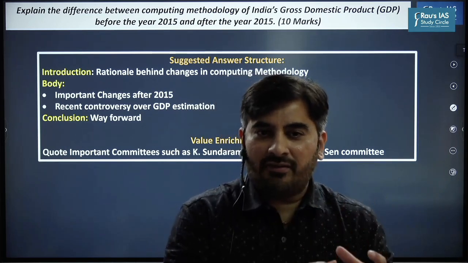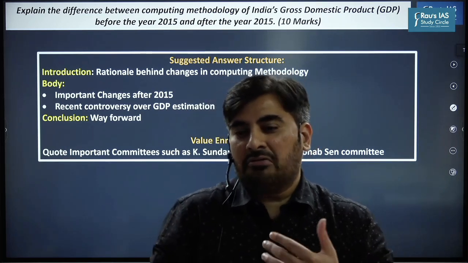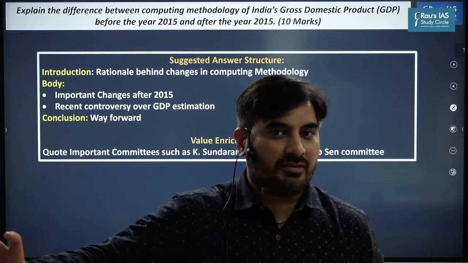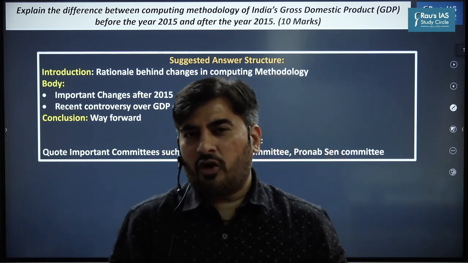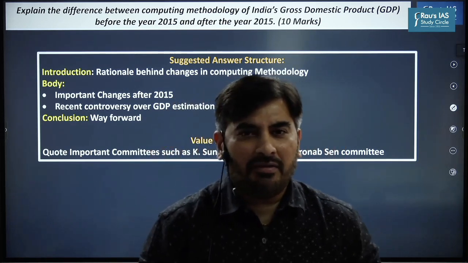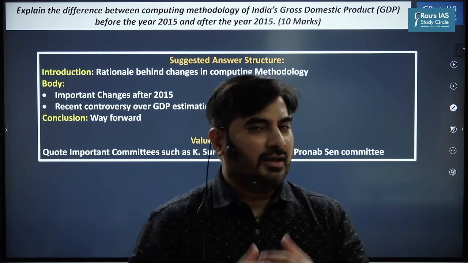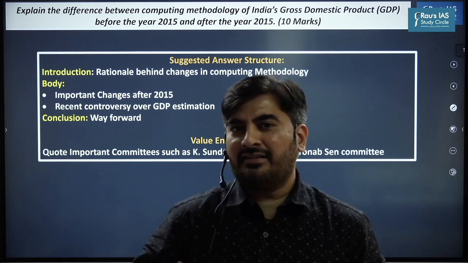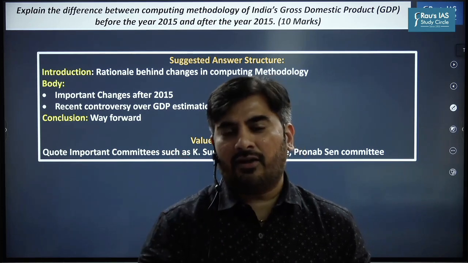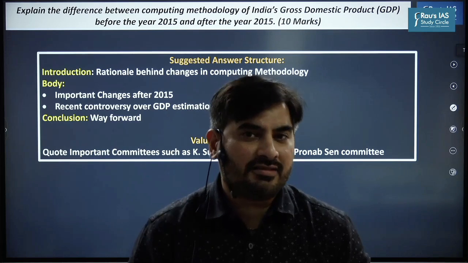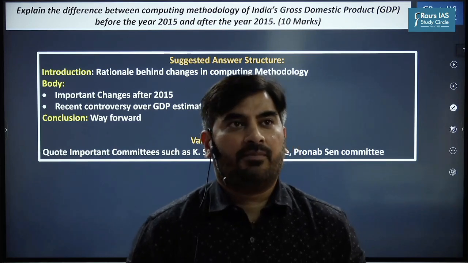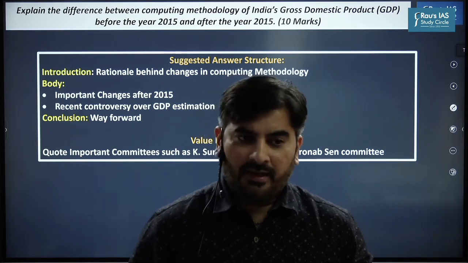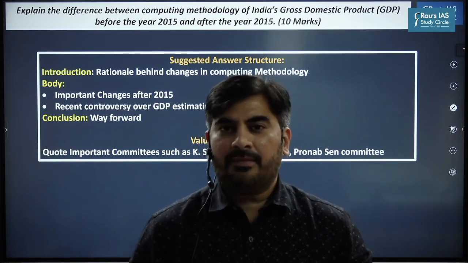Definitions would have to be written where the examiner may feel that the concept is a little difficult. Only then you have to explain the definition. For a straightforward topic such as, say, GDP, I don't think you have to explain the definition in the introduction. Your introduction should directly hit the nail on the head and start off with the rationale behind the changes in the GDP computation. Clear?